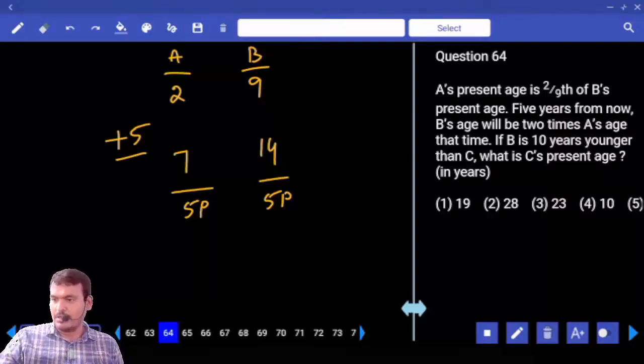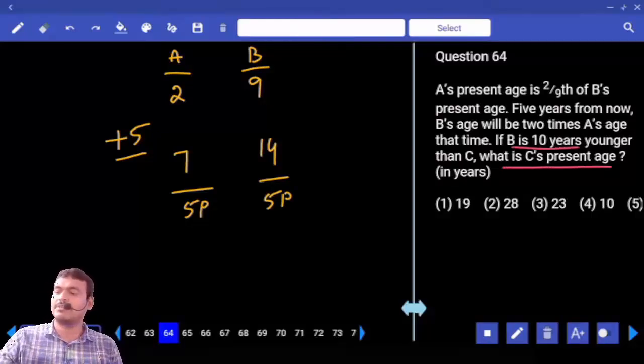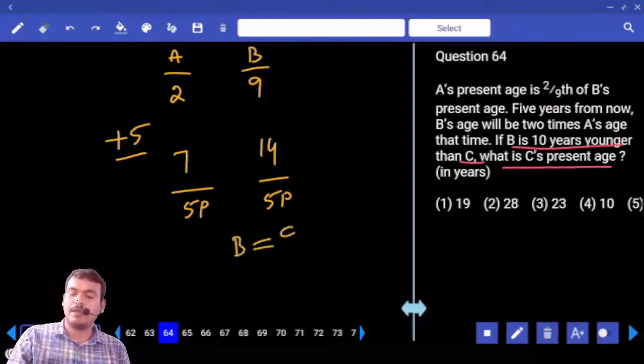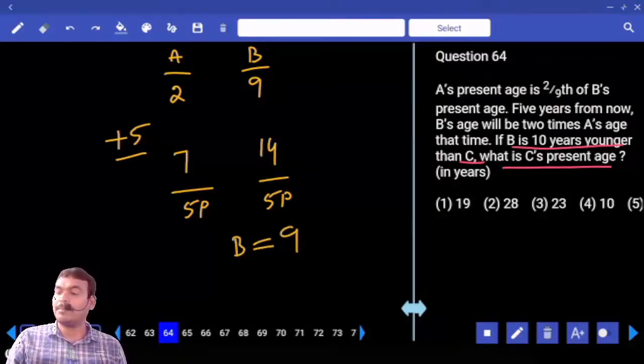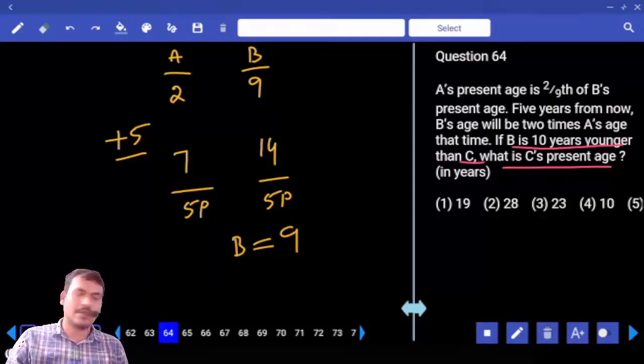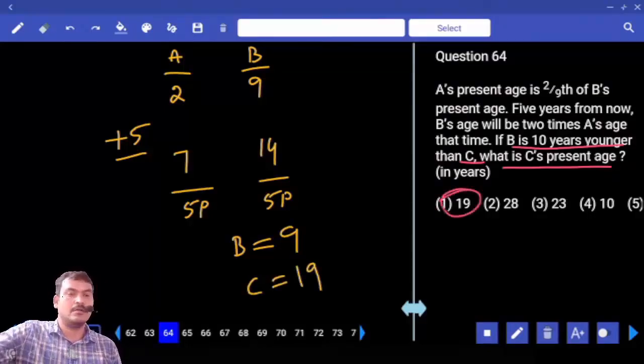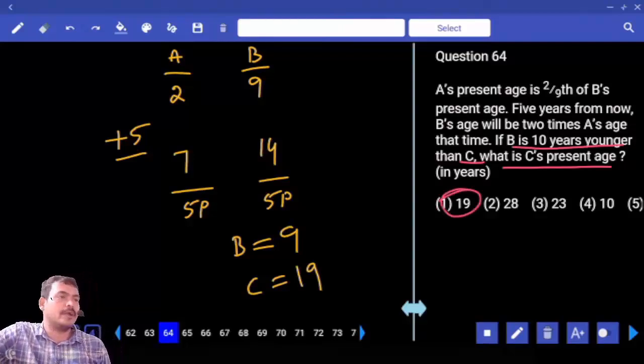What is the question here? What is C's present value? But C's present value means B is 10 years younger than which one? C's value. What is B's present value? 9 years, or not? But B's present value compared to C's present value, how many years younger? 10 years younger. Then C's value is 19 years, or not? 5 parts is 5, which means 1 part is 1, or not? Then 9 parts are 9. 9 compared to 19, 10 years younger, or not?